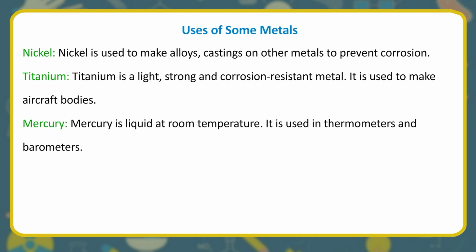Titanium. Titanium is a light, strong and corrosion-resistant metal. It is used to make aircraft bodies. Mercury. Mercury is liquid at room temperature. It is used in thermometers and barometers.